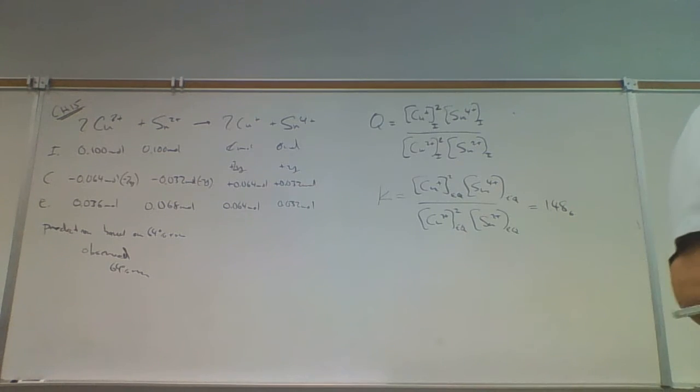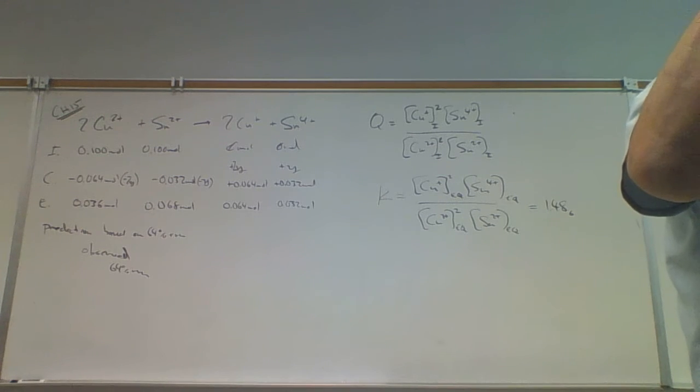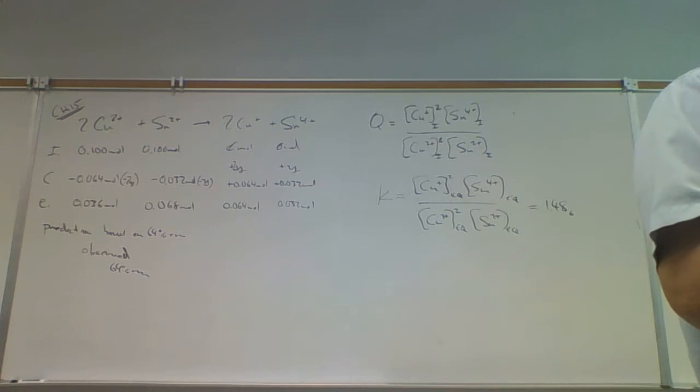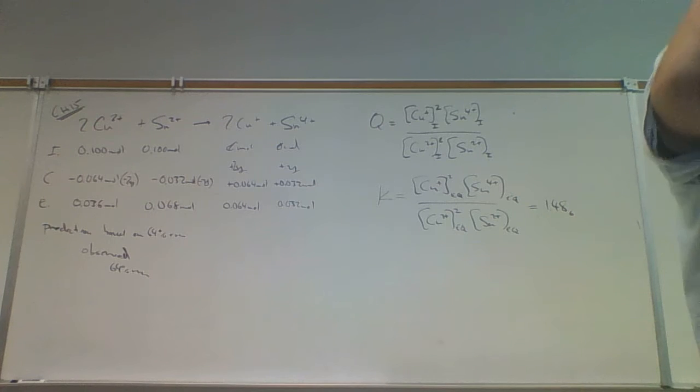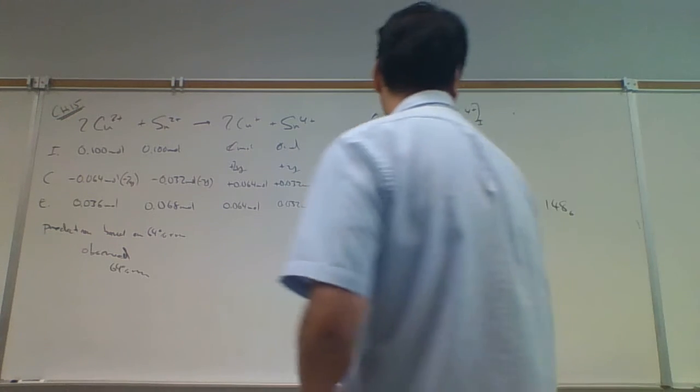So let's say our balance is 1.48, which means we need a little bit more product than reactant, right? And so if Q is too small, that means the seesaw's tilted like this, we've got to go forward. If Q's too big, it's too left side, we've got to go backwards. That's what we do in this equilibrium.